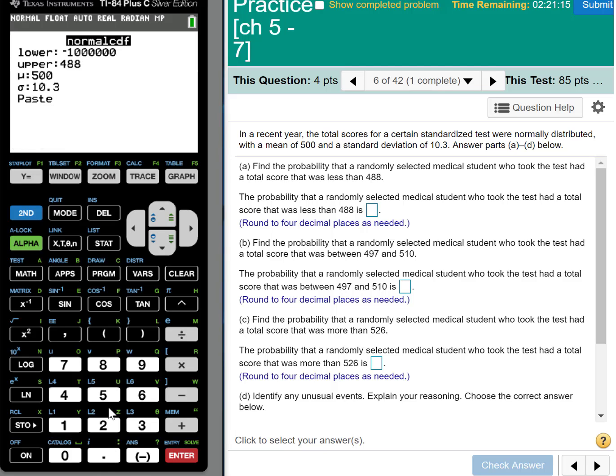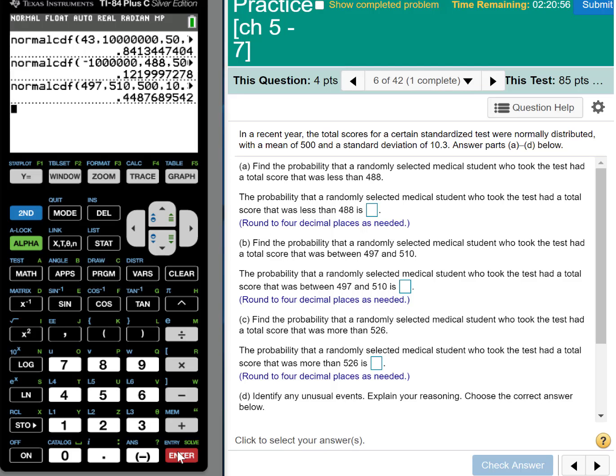So the lower value is the lower bound, 497. The upper value is 510. And my mean is 500. My standard deviation is 10.3. I leave them the same. Paste and you get the answer.